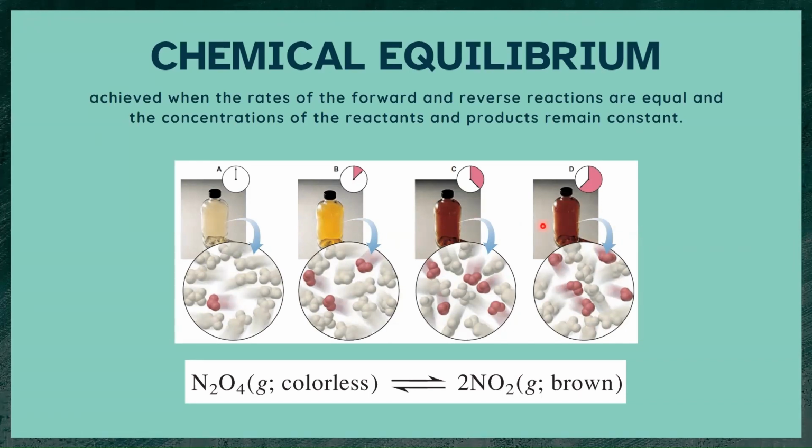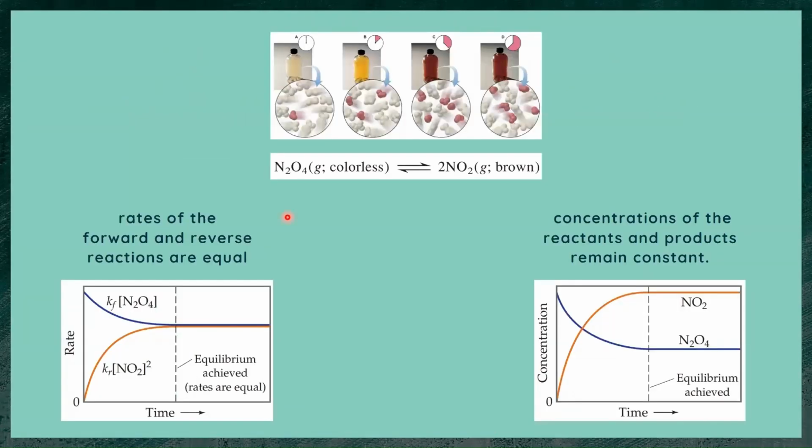Although it turned brown, we couldn't say that this container is fully NO2 gas. Since this is a reversible reaction, some of the NO2 gas is still transformed back into N2O4 gas. If we visualize this using graphs, this shows that at a certain time, which was pictures C and D, the rates of the forward and reverse reactions are finally equal.